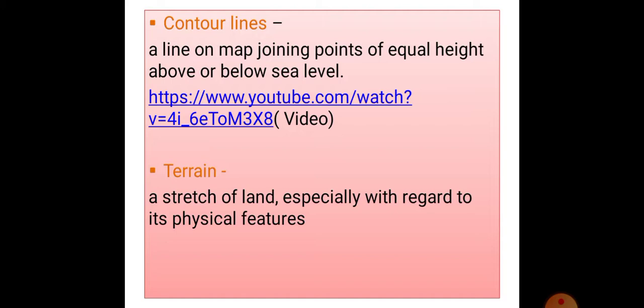How the contour lines are measured, whether it's a high area or a low area, or whether it's a hilly place, how the contour lines are being taken into consideration to join the points.